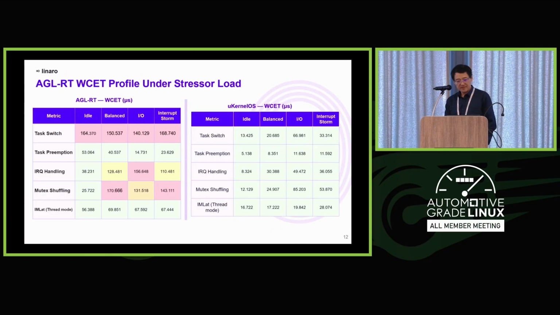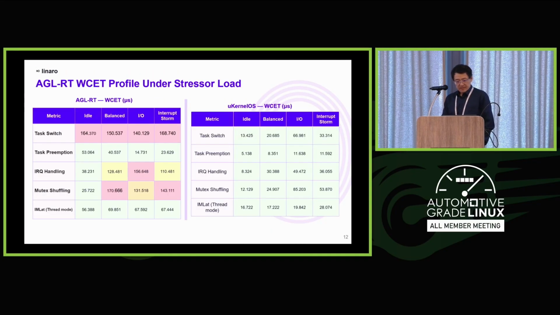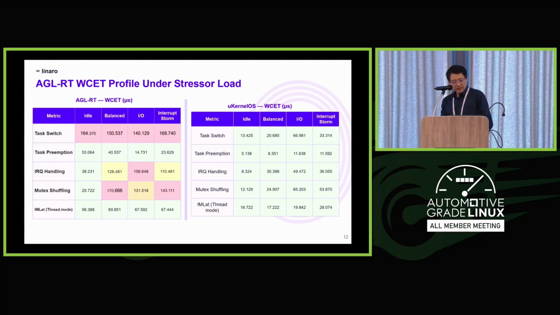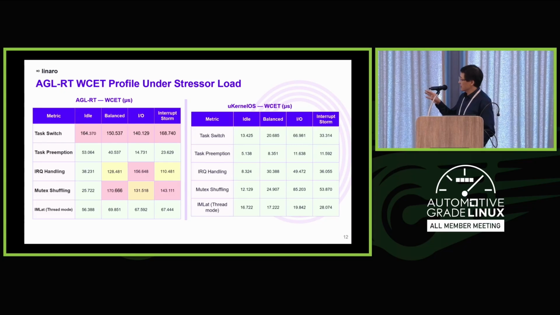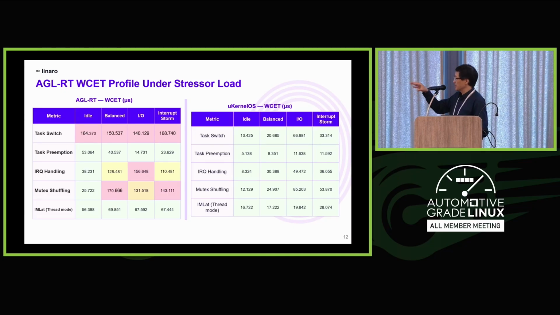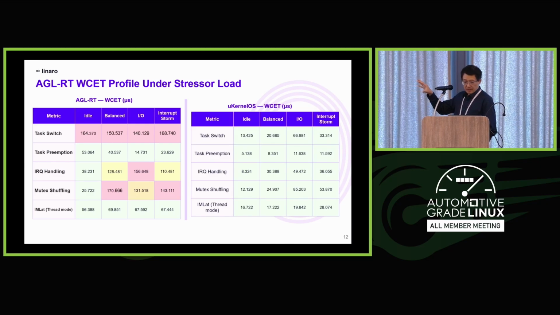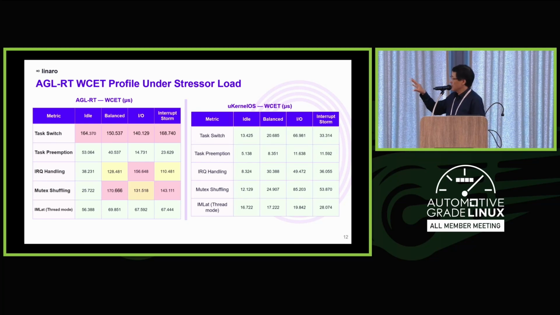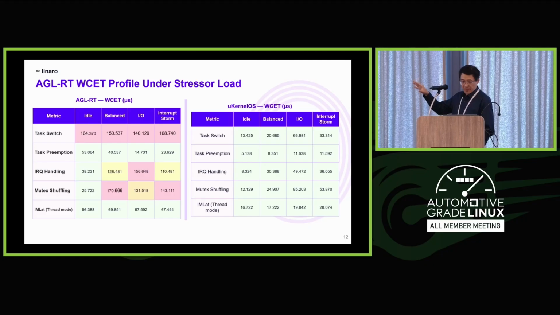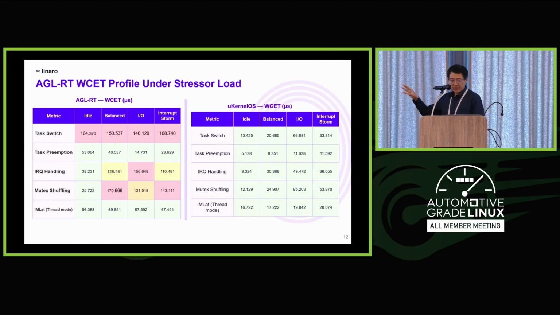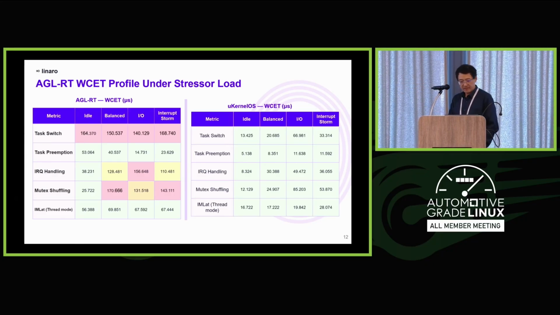The next few slides try to put all those actual test data in different perspectives. This is a heat map in terms of different OS metrics, on the different stressing loads, side by side between Linux RT and the microkernel OS, and their behavior.